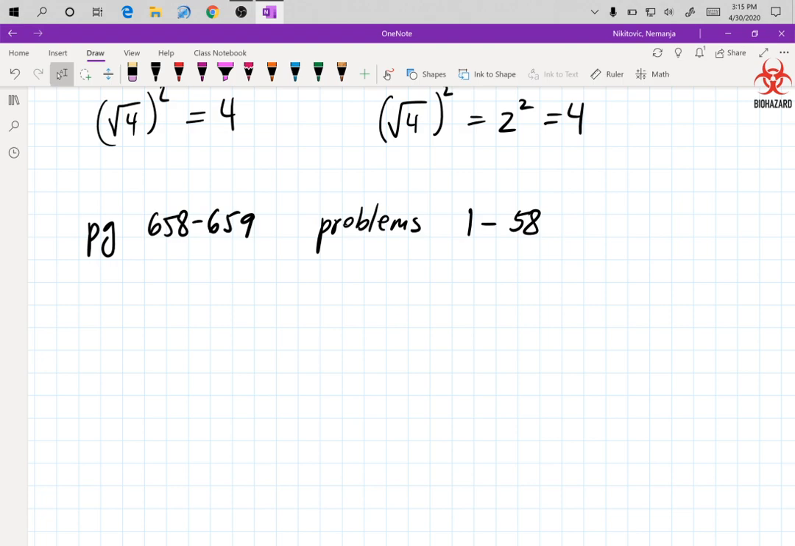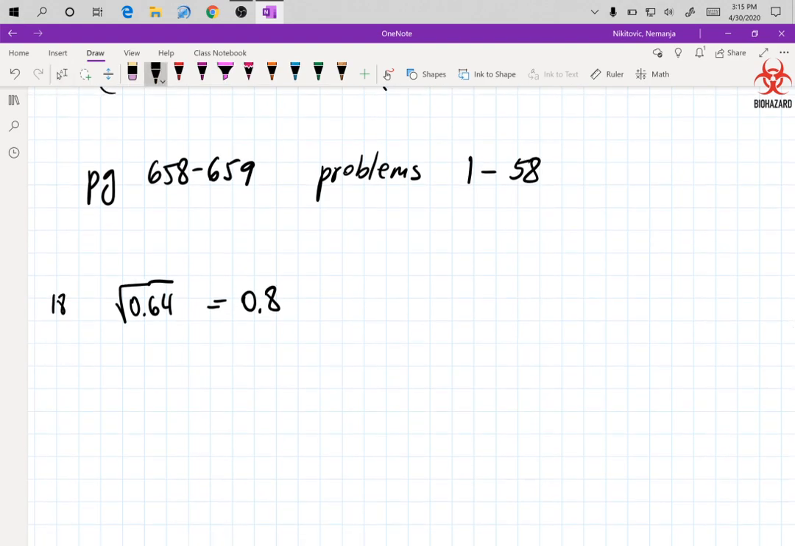So these are the problems. Let's take a look at some of the random problems over here. For instance, they're asking you how much is the square root of 0.64, and that's 0.8. So that was problem 18. They're asking you to calculate in problem 25 cube root of negative 64, and that would be negative 4.